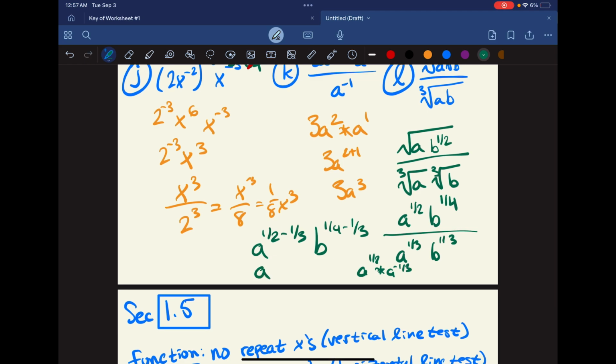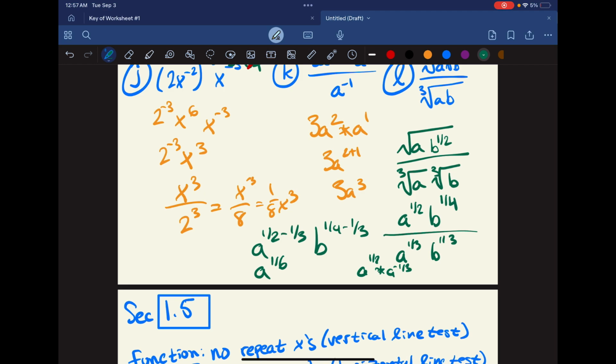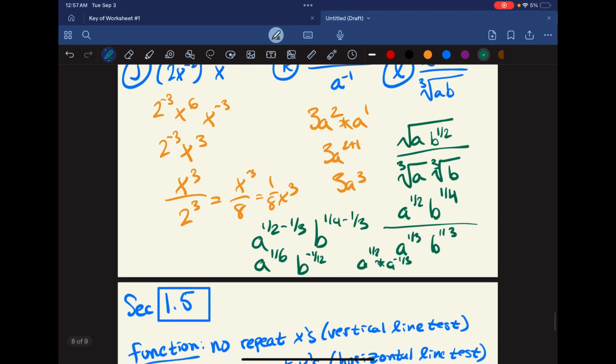So then 1/2 minus 1/3 is 1/6. And then 1/4 minus 1/3 is a negative 12th, I want to say. Yeah, I believe that is true. So then that would become a to the 1/6 divided by b to the 1/12, and then that would become the 6th root of a divided by the 12th root of b.